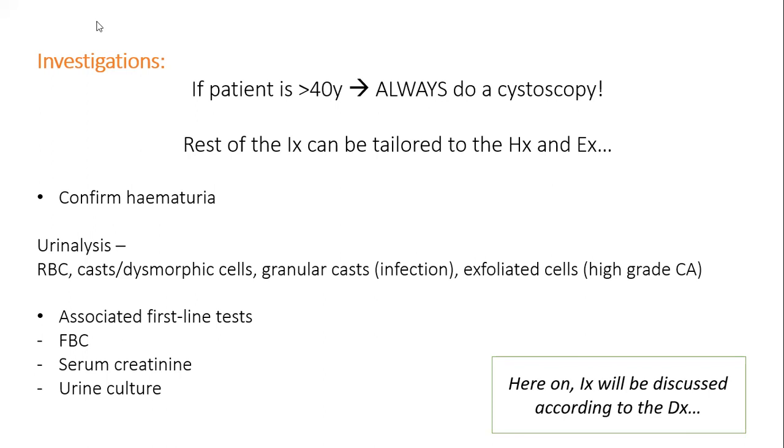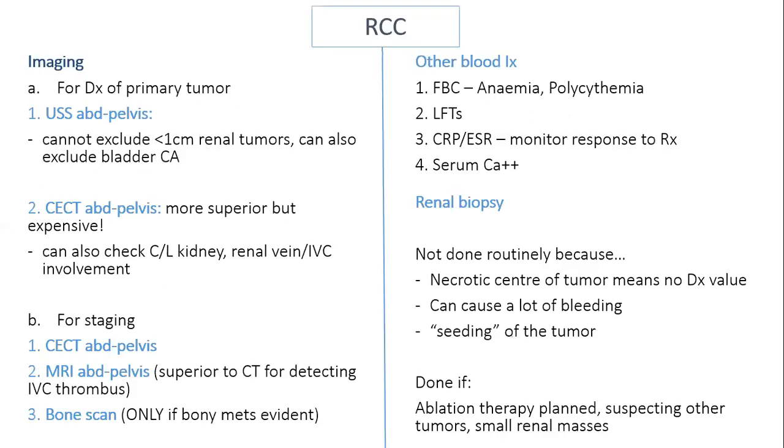And then urine culture is another thing. Again, not really important. If you suspect UTI and you have to make a baseline, you can do it, but it's not a commonly used test. Okay, so from here on we'll do it according to the diagnosis. Then, renal cell carcinoma.